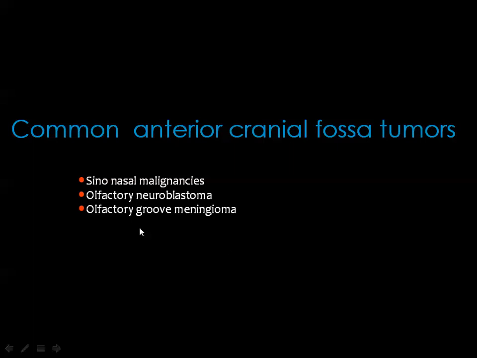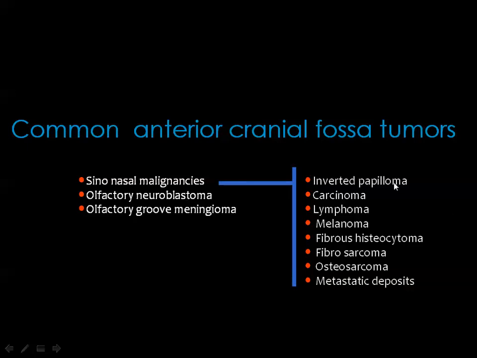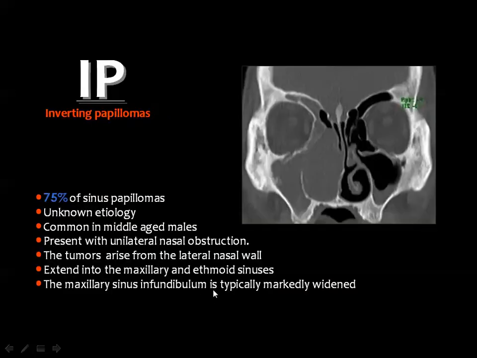Then we came to the anterior skull base tumors. We have the common sinonasal malignancies, which include inverted papilloma, which is a benign lesion, carcinoma, lymphoma, melanoma, fibrous histiocytoma, fibrosarcoma, osteosarcoma, and metastatic deposits. Also, we have the olfactory neuroblastoma, or esthesioneuroblastoma, and olfactory groove meningioma. Then you remember that we have explained in detail these tumors in the section of paranasal sinus imaging.